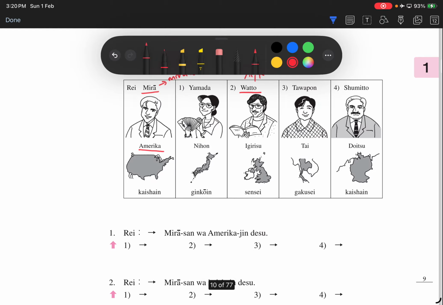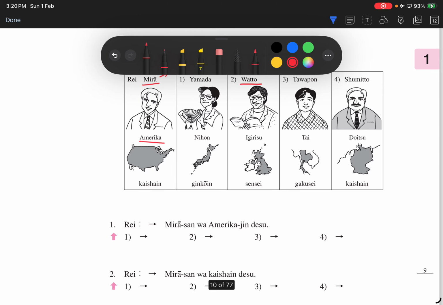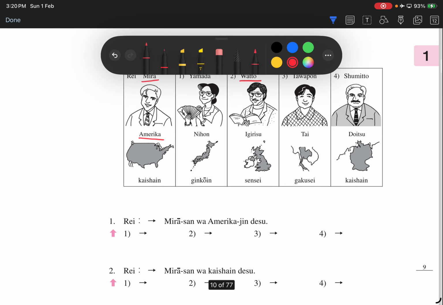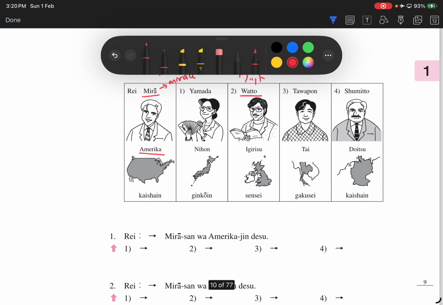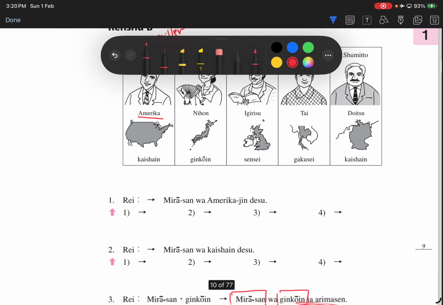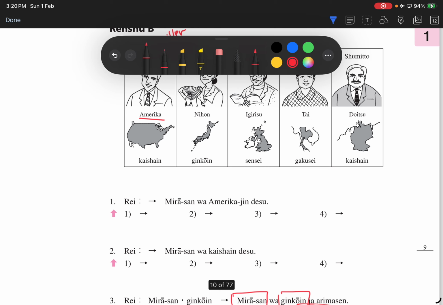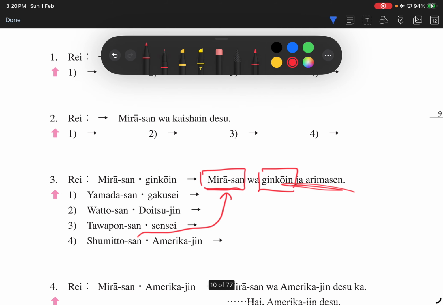So yes, let's continue. Yamada? 山田さんは銀行員です。 Yes, ginkoin desu. Very good. Number 2, Wato-san. ワットさんは先生です。 Wato-san wa sensei desu. Okay, good. Next, Tawapon. タワポンさんは学生です。 Very good. Tawapon-san wa gakusei desu. And the last one, Shumito. シュミトさんは会社員です。 Thank you. Kaishain desu. Right, then we move on to number 3.